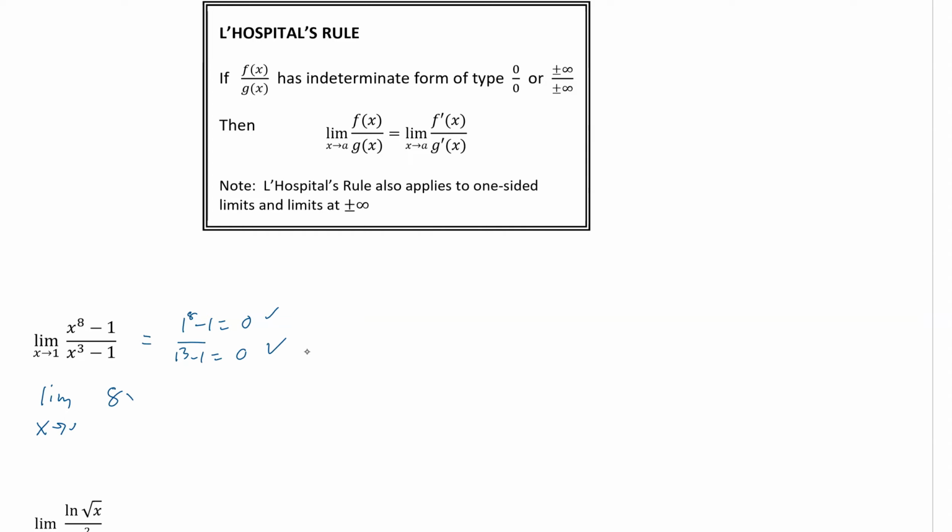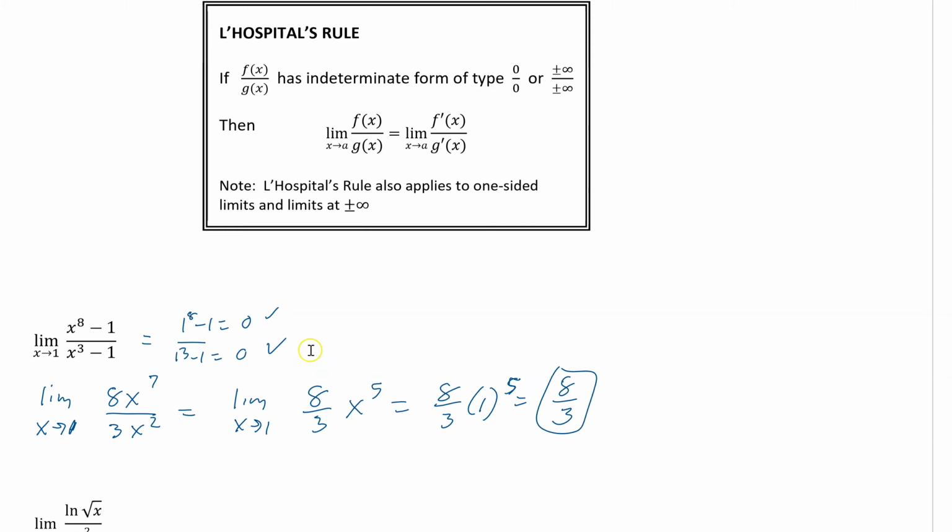So this would be 8x to the 7th, and this would be 3x squared. And then we rewrite it: limit as x approaches 1 of 8/3 x to the 5th, which would be 8/3. So that's 8/3.